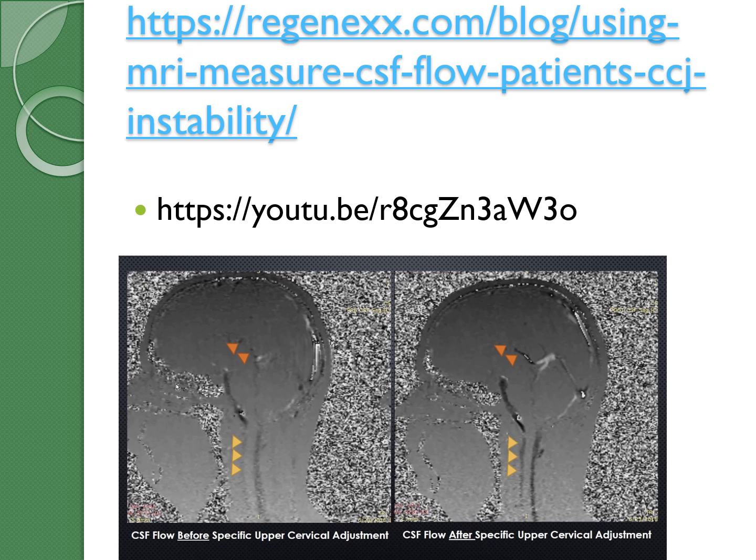So normally I play this in class, but you guys just pause, take a look at this here, and look at where those arrows are and where it's not flowing appropriately, and then how it's flowing after the upper cervical adjustment. So this website's pretty cool, I think.